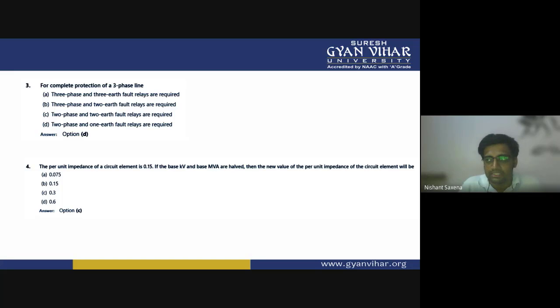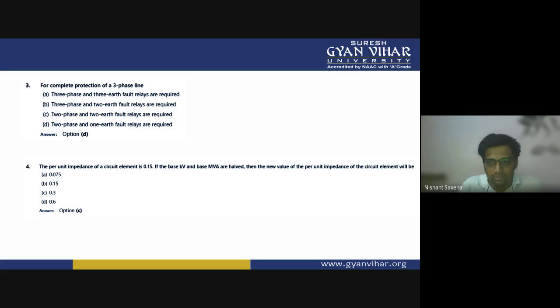Option B says that three phase and two earth fault relays are required. Yes, we can have that, but still it will increase the cost. It is not required. We can protect the system even with two phase and one earth fault relays.